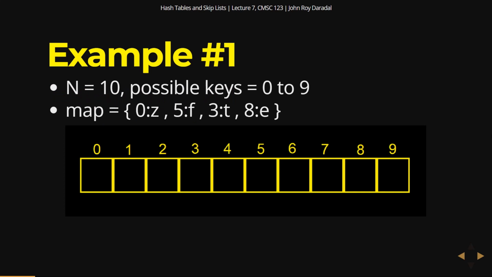So for example, if you have 10 possible keys ranging from 0 to 9, and let's say this is your map. So you will have an array of size 10. So you have indices from 0 to 9 here. And if you have an entry with key, for example, 0, you would also put that at index 0. Okay? So if this is our map, we would have the following entries here. So the entry with key 0 would be placed here.